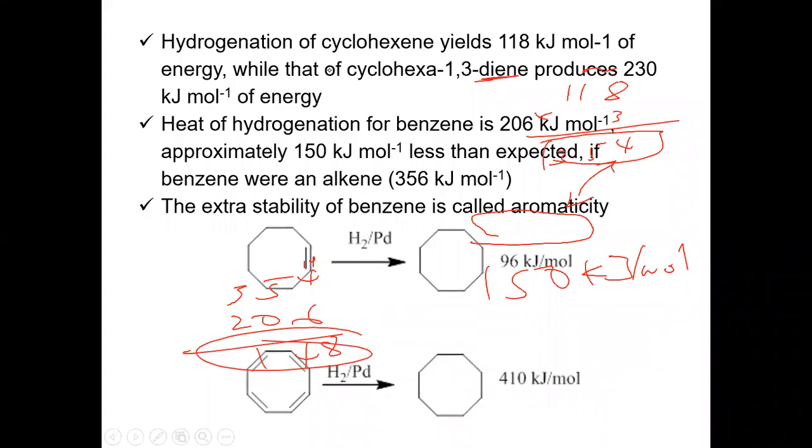So we are saying that hydrogenation of cyclohexene yields 118 kilojoule per mole of energy, whilst that of cyclohexane-1,3-diene produces 230 kilojoule per mole of energy. Heat of hydrogenation of benzene is 206 kilojoule per mole, approximately 150 less than the expected if benzene were an alkene. That is 356. Right. Now we are seeing that the extra stability of benzene is called aromaticity. The extra stability of benzene is called its aromaticity. That is the whole idea.